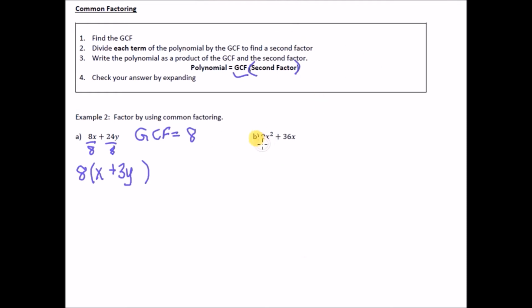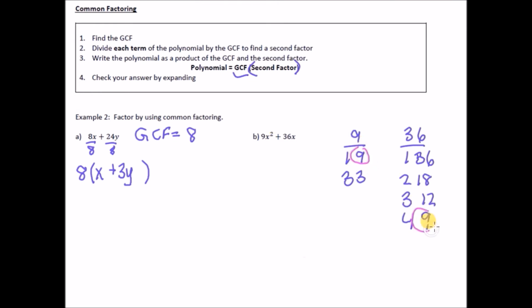Okay, so this one's new. So we're going to actually find a greatest common factor. So for 9, we have 1 and 9, 3 and 3. For 36, we have 1 and 36, 2 and 18, 3 and 12, 4 and 9. Okay, as soon as the first coefficient goes into the second term, we're going to take the entire coefficient, so 9. And we can stop there. I mean, you can keep going, 6 and 6, that's fine.